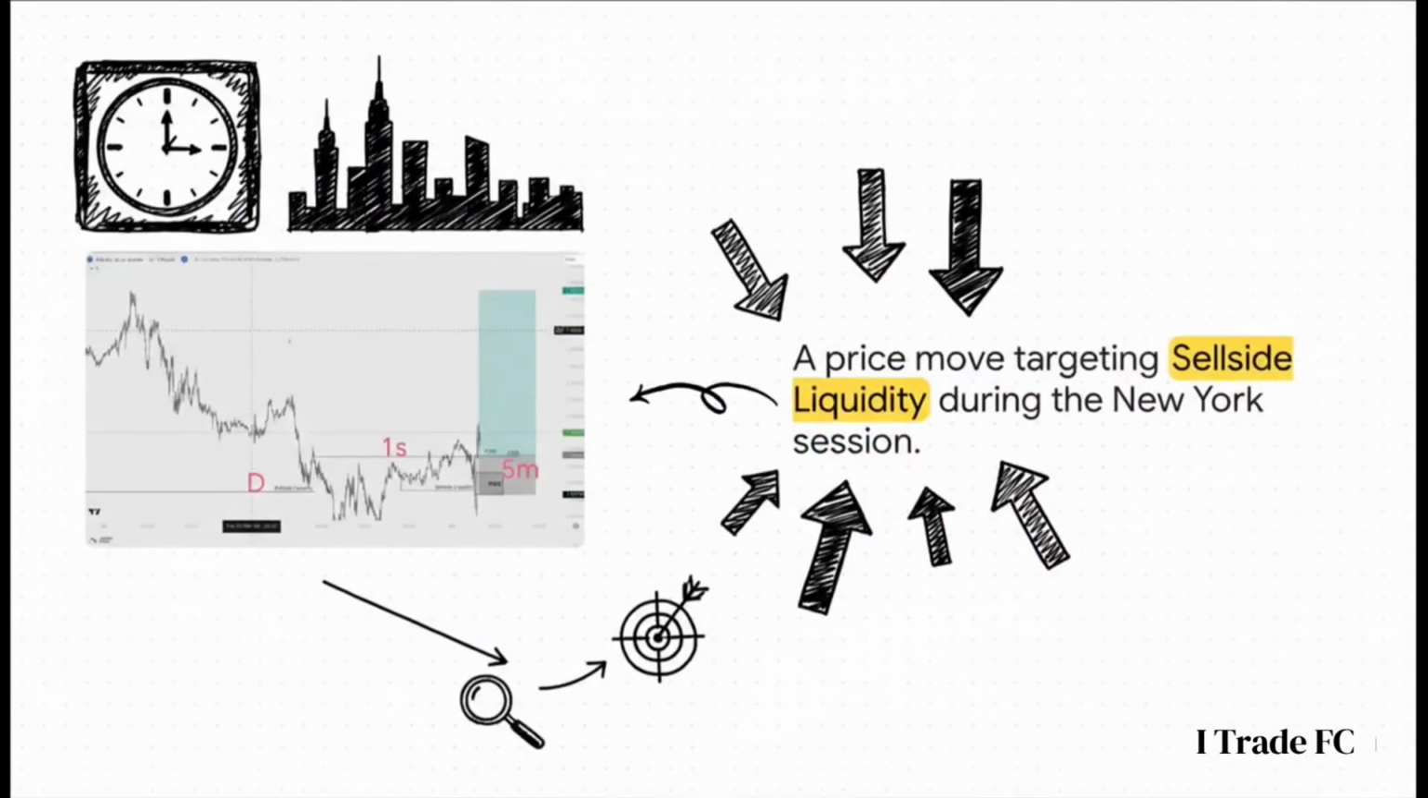And check this out. This is where the rubber meets the road. Look closely at this chart. See how the price kind of goes sideways for a bit, and then, bam, it makes this super aggressive move down. And notice when it happens? Right inside that New York session window, heading straight for that sell-side liquidity level. It's a perfect case of timing and target lining up.